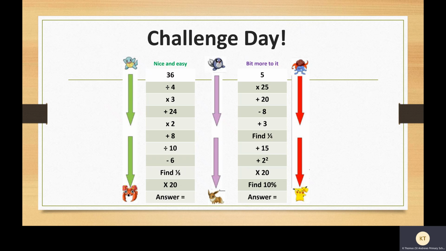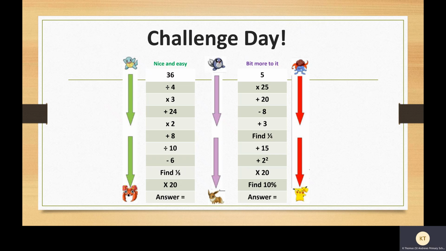27 add 24 equals 51. 51 multiplied by 2 equals 102. 102 add 8 equals 110. 110 divided by 10 equals 11. 11 minus 6 equals 5. Find 1/5 of 5 and the answer will be 1. 1 multiplied by 20 equals 20. So the answer for the nice and easy column is 20.